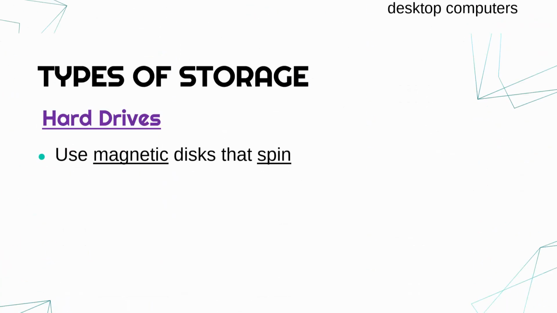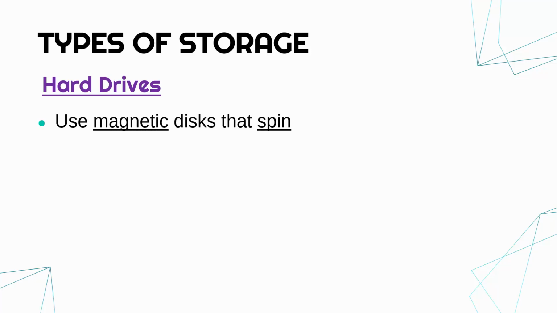Now to go through another few categories of storage which are more based on how the device works, and we've got to be able to evaluate each one to a certain extent too. So first of all, hard drive. A hard drive, often shortened to HDD, hard disk drive, uses magnetic disks which spin.